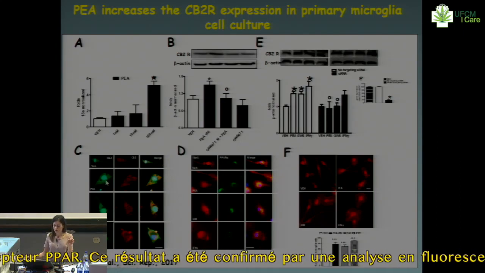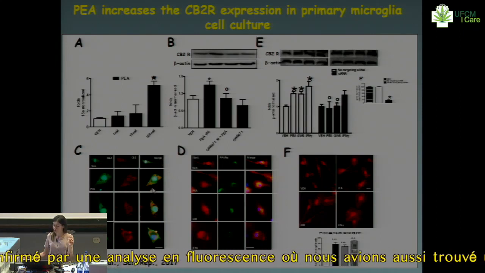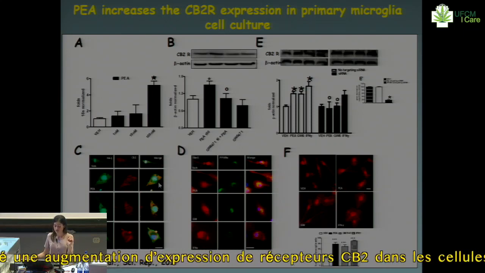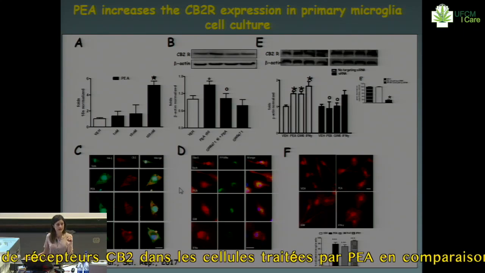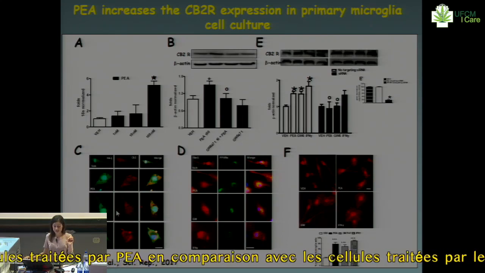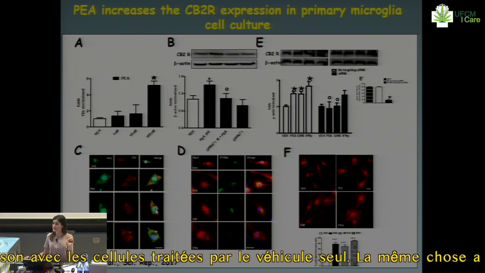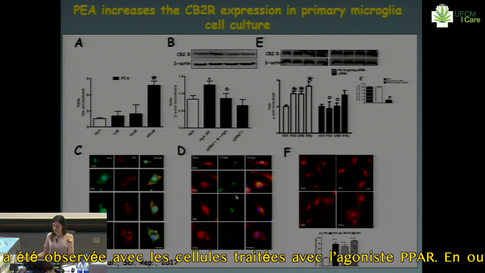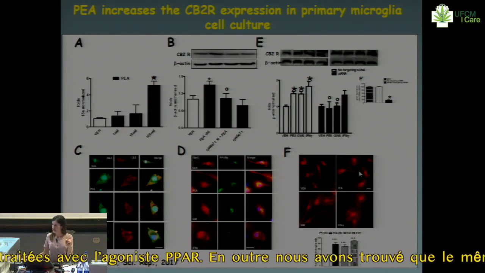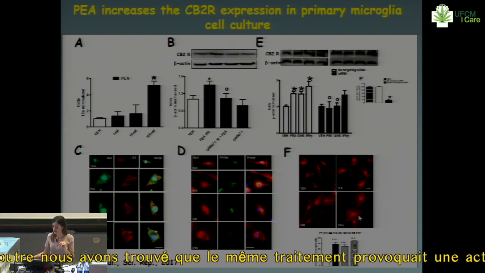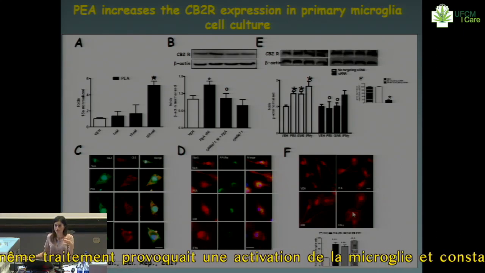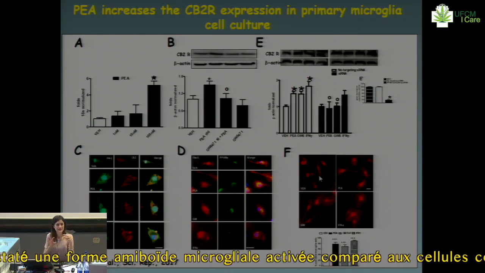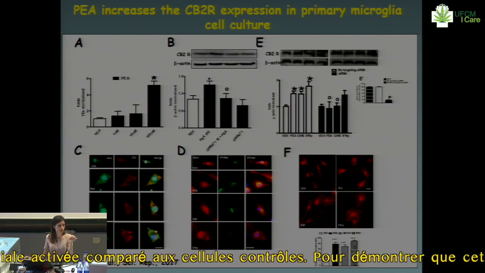This result was also confirmed by immunofluorescence analysis, where we also found increased CB2 receptor expression in PEA-treated cells as compared to vehicle-treated cells, and the same was observed in cells treated with the PPAR-alpha agonist and with the positive control interferon gamma. Moreover, we found that the same treatment induced an activation of microglia. Indeed, we can see an amoeboid shape, so it is an activated microglia, as compared to vehicle-treated cells, where we can still see long processes and the small soma.